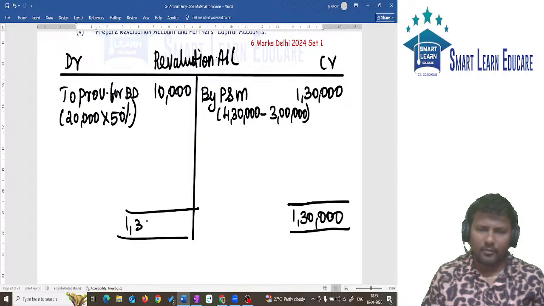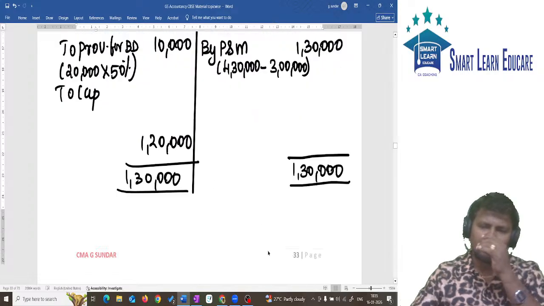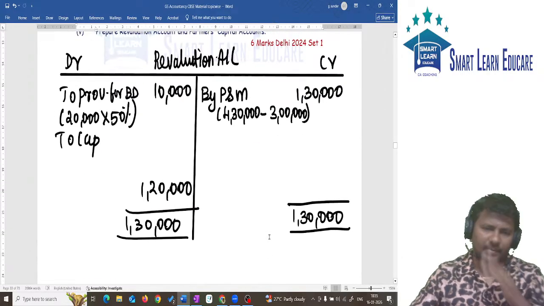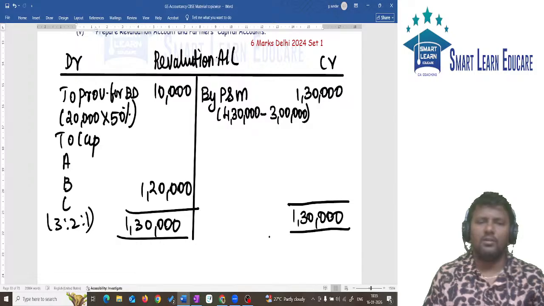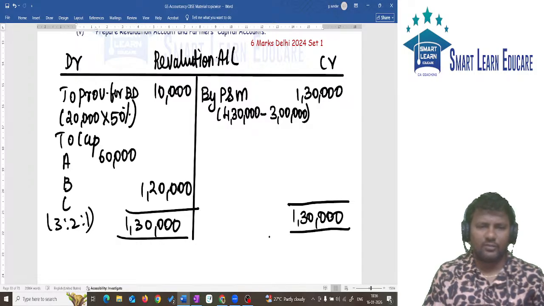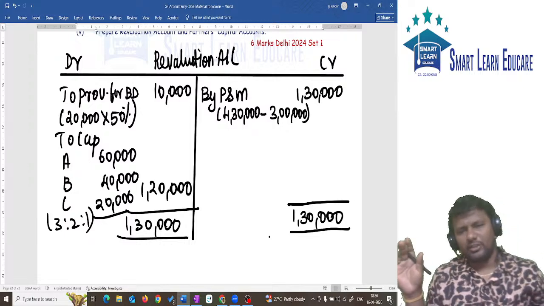1,30,000 minus 10,000 will give you 1,20,000. This should be transferred to partners' capital. Who are the partners? A, B, C are the partners. In what ratio should it be shared? In the old ratio, 3:2:1. 1,20,000 in 3:2:1 means A gets 60,000, B gets 40,000 and partner C gets 20,000. So revaluation is over in this question.